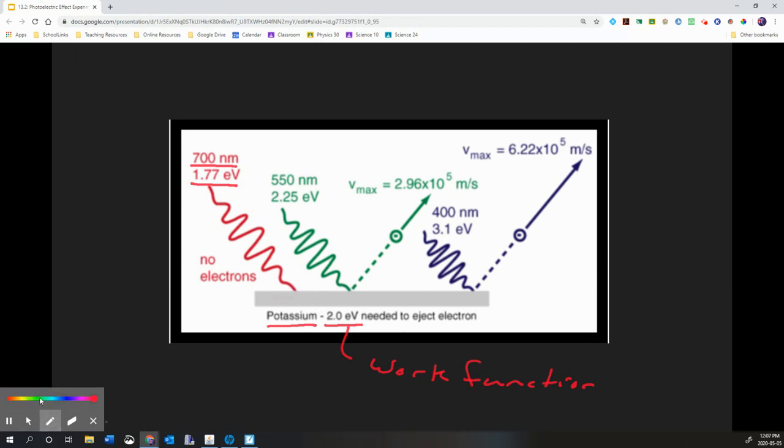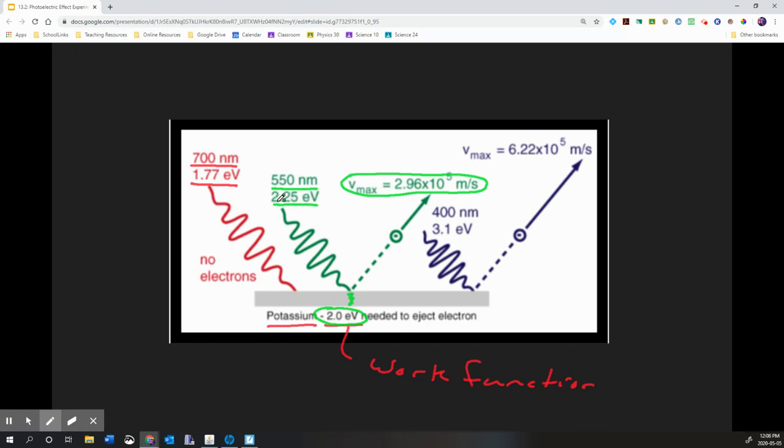If we dial up the light to green light, now green light has a shorter wavelength, a higher frequency, and this particular green light has 2.25 electron volts worth of energy, much more than the red. So when it hits the surface, it has enough to overcome the work function. It has enough to free the electron from the surface. And it has enough not only to do that, but it has an extra amount of energy to give this emitted electron some velocity.